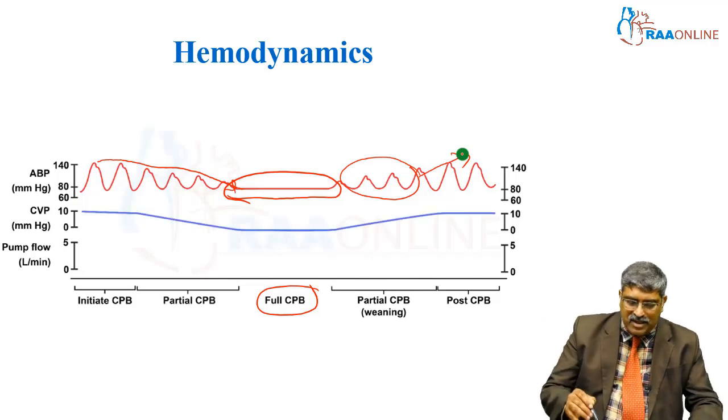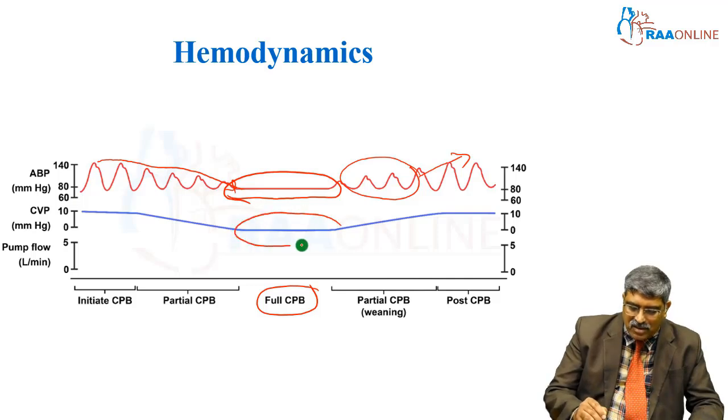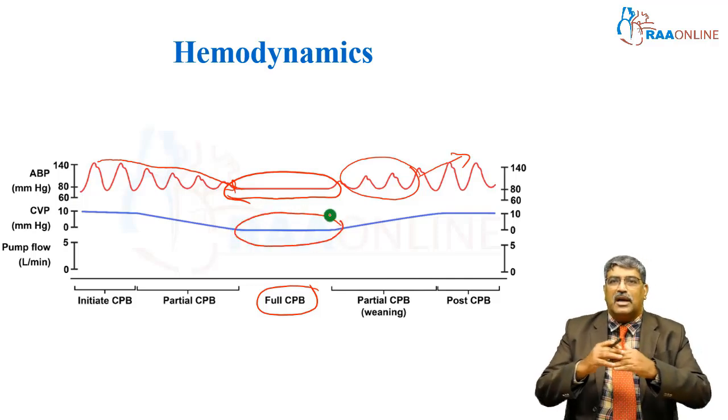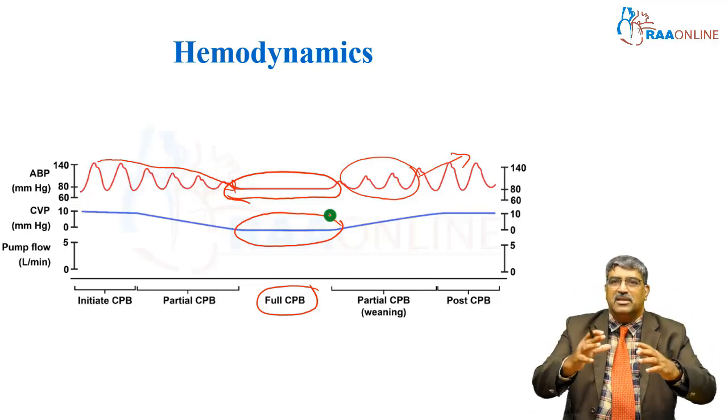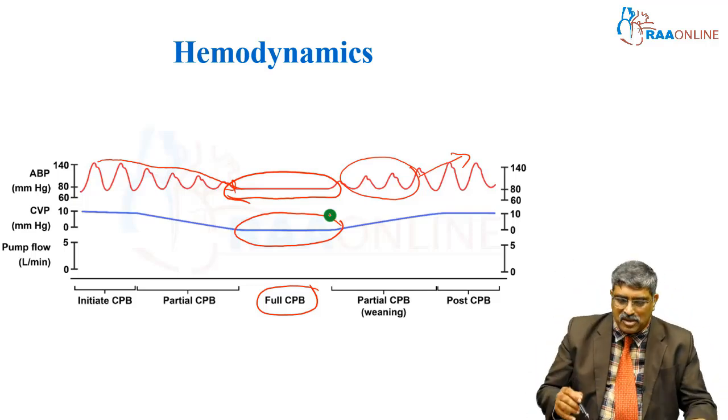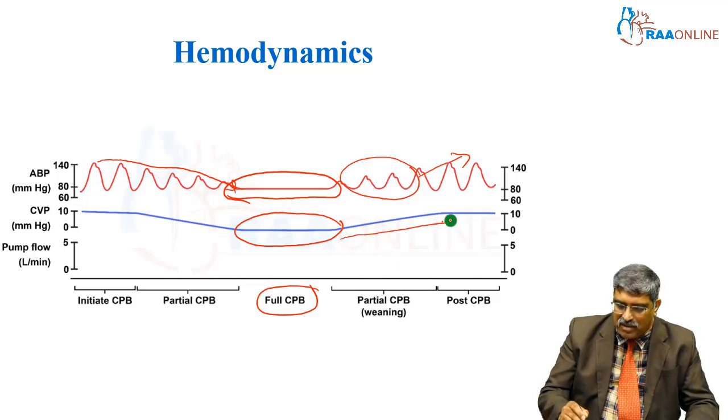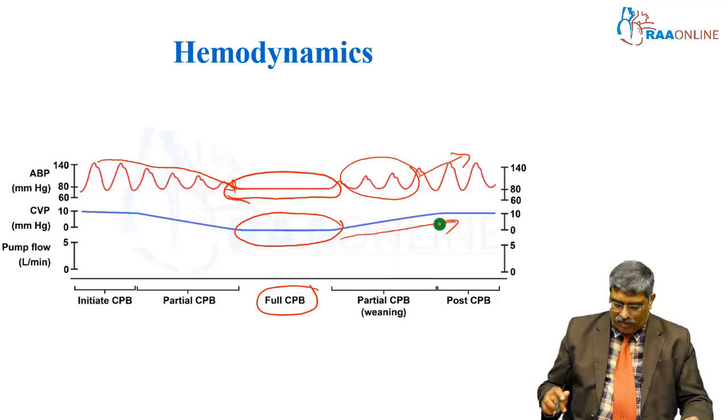And again in the CVP, here you can see the CVP goes to 0 as a flat line with cardiopulmonary bypass because the entire venous drainage has gone into the venous reservoir. And then as you wean, the CVP comes back to normal.